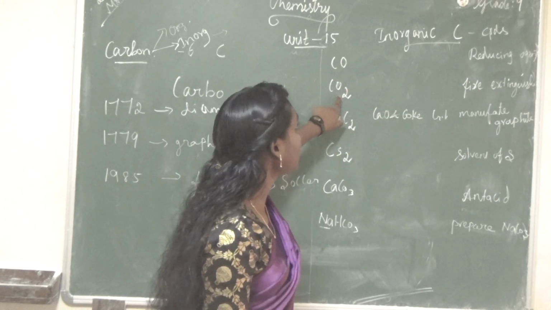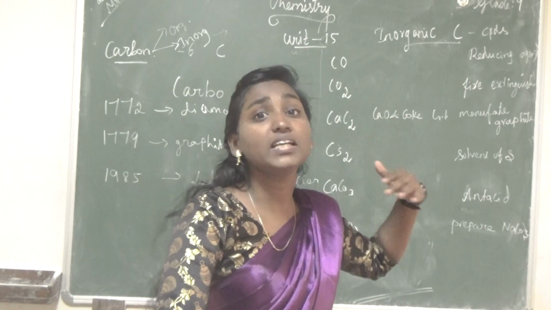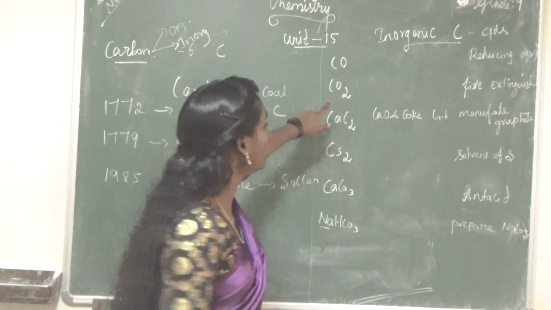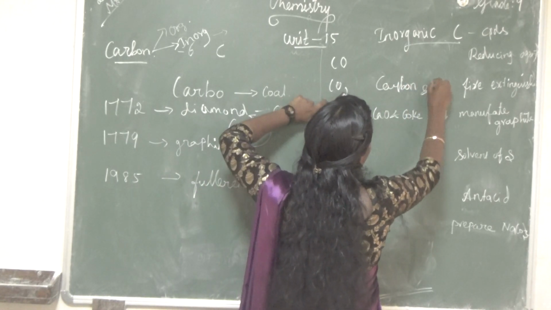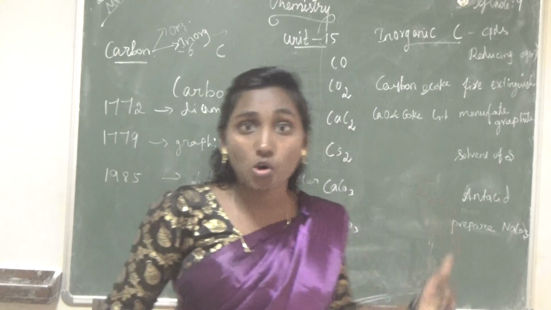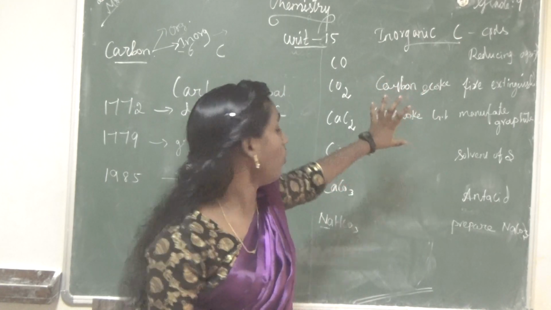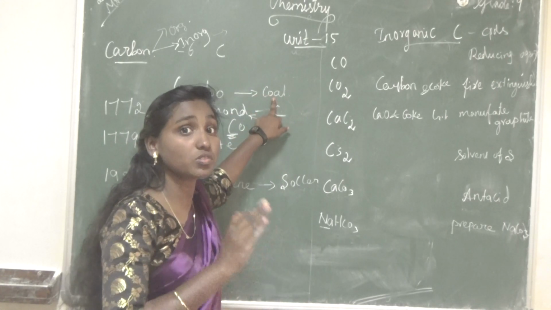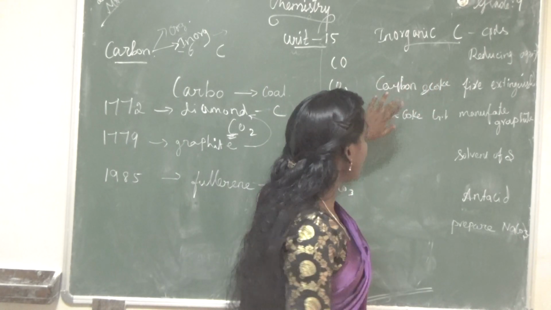The next, carbon dioxide. This carbon dioxide is formed by complete combustion of carbon and coke. Complete combustion of carbon and coke, carbon atom and coke. So coke, you may think of drinking soft drinks, but that is not a soft drink. Coke means coal powder. Okay, coke means what? Coal. So in the beginning we studied coal. Coal contains most carbon atoms. So coke means coal, not an aerated drink.